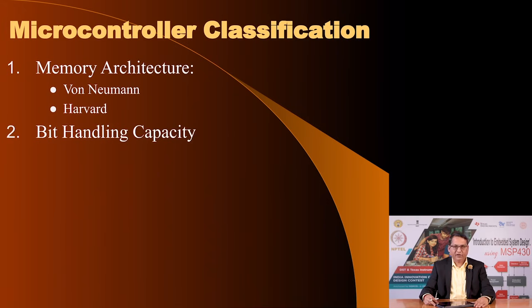Then at a different level of classification, it is bit handling capacity. That is, how many data bits can it handle simultaneously? And what options do we have? We have 4-bit data, 8-bit data. This is the size of the data bus. And if our microcontroller is of the Harvard architecture, then it refers to the data bus size of the data memory, not necessarily the program memory. And so we are talking of 4-bit data bus, 8-bit data bus, 16, and so on and so forth.